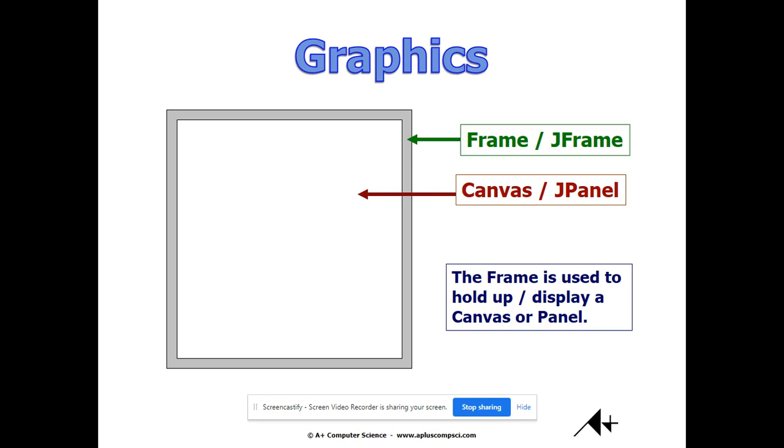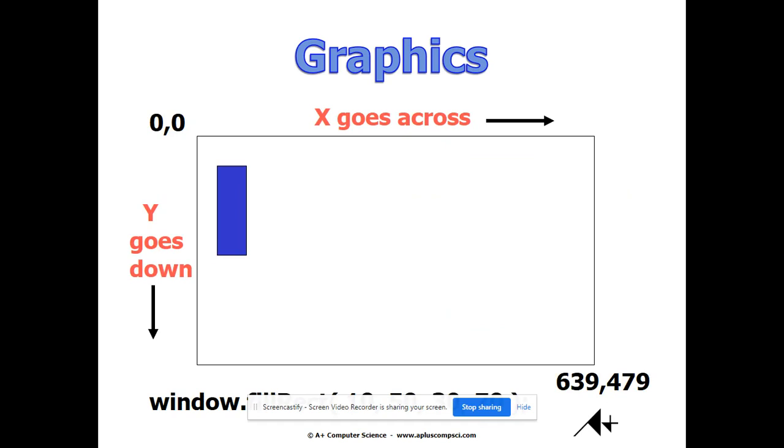So in Java, let's say that this particular canvas is 639 to the right and 479 down. What's the unit of measure for these numbers? Does anybody know? Those are the number of pixels. So this is 639 pixels to the right and 479 pixels down. That's the unit of measure that these numbers have.